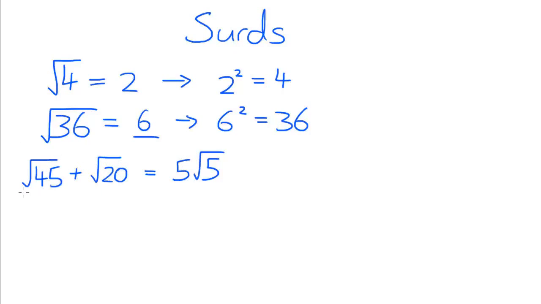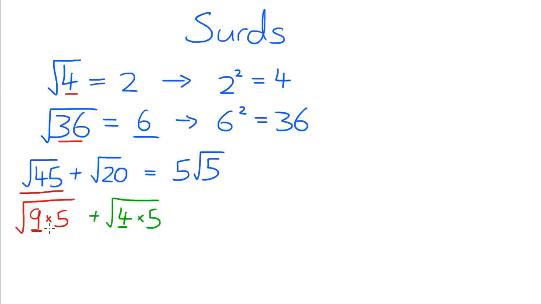So the first thing I'm going to do is break up this root 45 into two parts. I'm going to say that the root of 45 is the same as the root of 9 times 5. It's very important here that one of these numbers is a square number. So like 4 is a square number, 36 is a square number, 9 is a square number. And you'll see why that is in a minute. But we'll do the same for root 20 as well. So we'll say that root 20 is the root of 4, which is our square number, times 5.